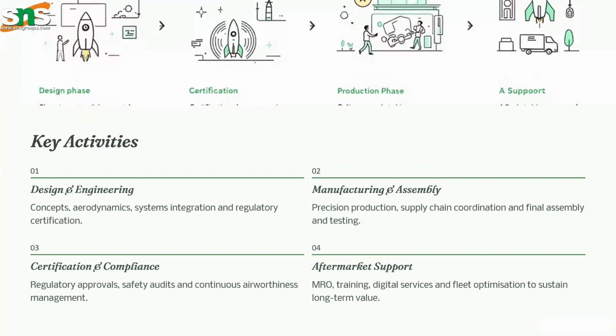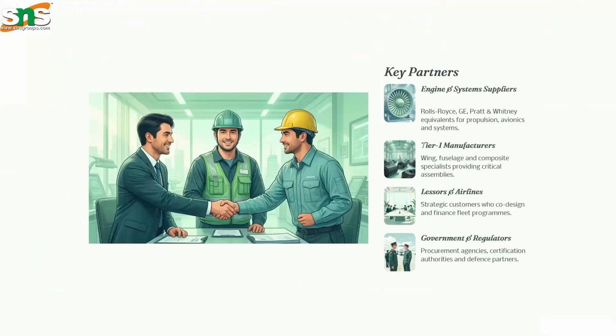Key partners. Engines and systems are supplied by Rolls-Royce, GE, Pratt and Whitney, and equivalents for propulsion and avionics systems. Tier-one manufacturers of wings and fuselages and composite specialists provide critical assemblies. Lessors and airlines are strategic customers who co-design, finance, and fund programs. Government and regulators, including aviation agencies, provide certification authority, along with defense partners.